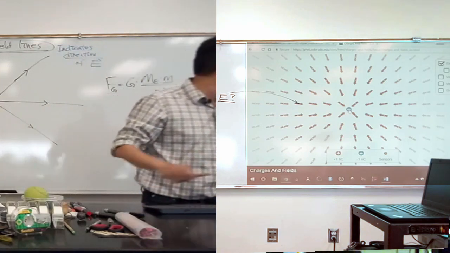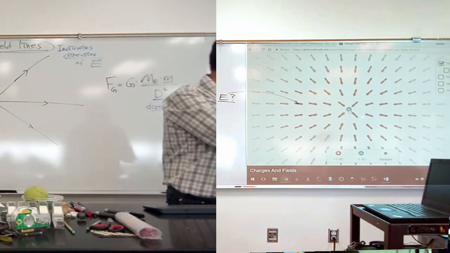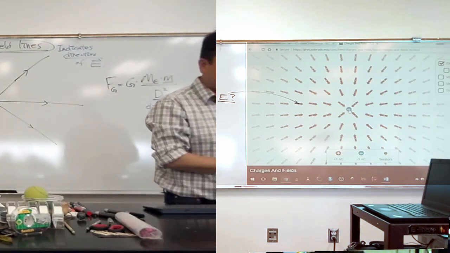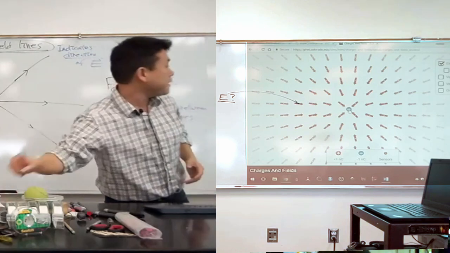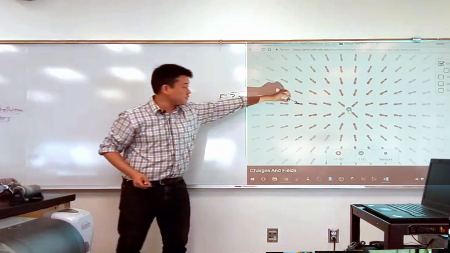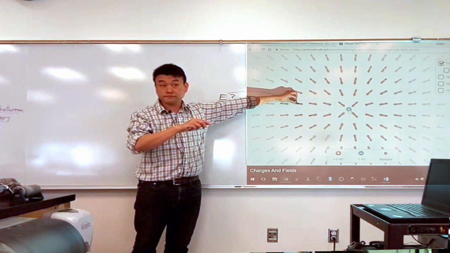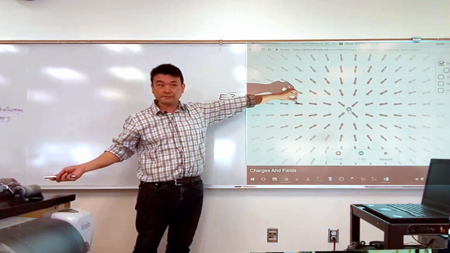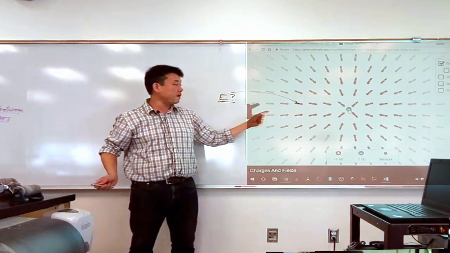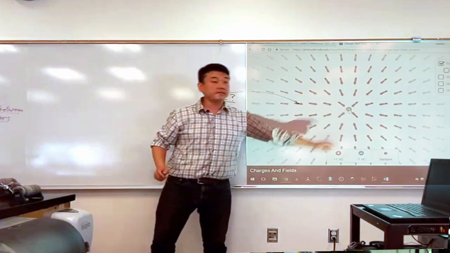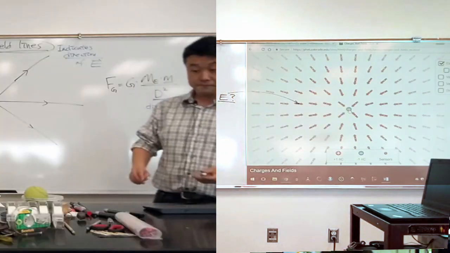So that's what these arrows pointing towards the negative charges are indicating. What it's saying is that if I were to place a positive charge here, it would be attracted towards the negative charge. You believe that, right? Yeah. So that's what these electric fields pointing toward this charge are illustrating.